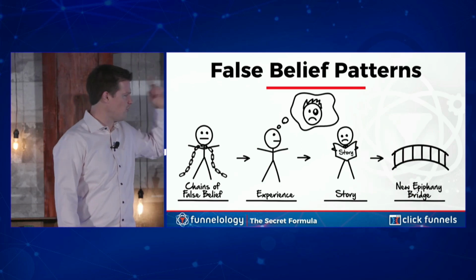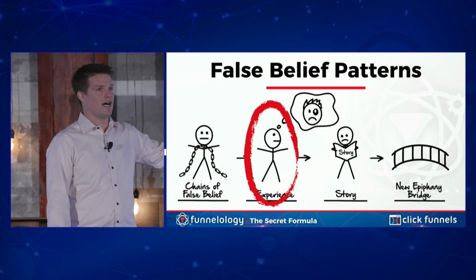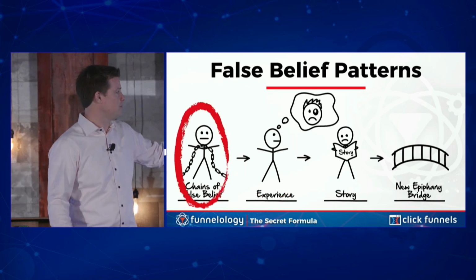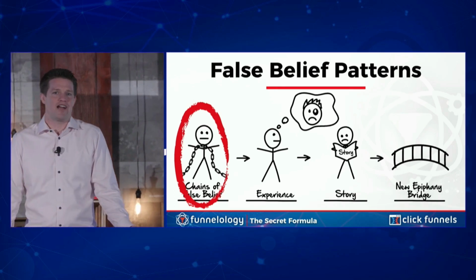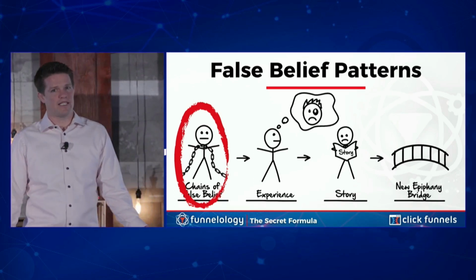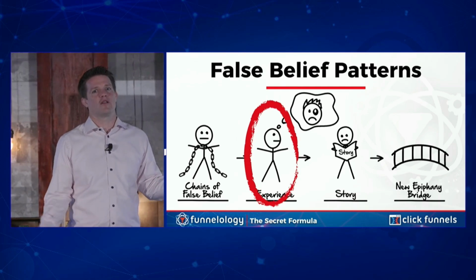So come here. What's the false belief? Why do they believe they can't do it? Well, they tried to drive traffic in the past and it didn't work. The chain of false belief is like, I don't really know how to get traffic. Traffic is really hard. It's really expensive. Why? Well, I tried to buy ads on LinkedIn one time. It was like $45 a lead, so it was really expensive, so I stopped trying.